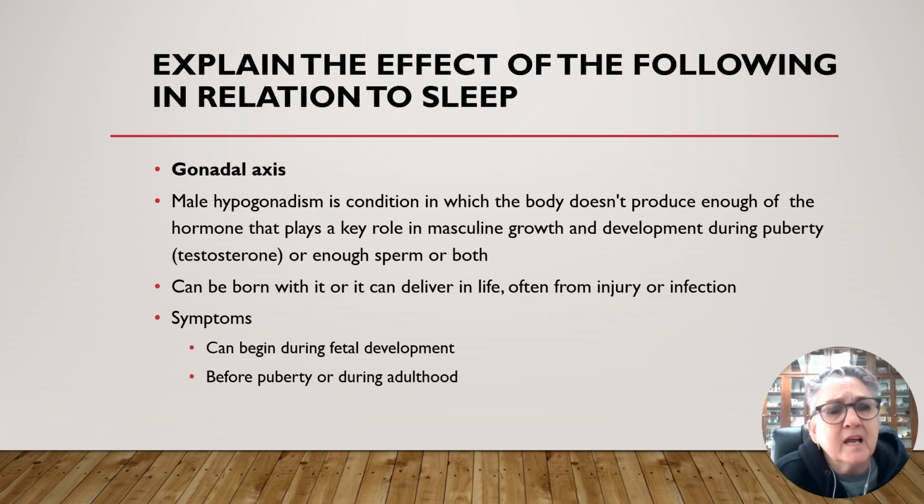The gonadal axis is what we're going to talk about next. In the male, hypogonadism is a condition in which the body doesn't produce enough of the hormone that plays a key role in masculine growth and development during puberty, or enough sperm, or both. One can be born with it, or it can be acquired later in life, often from injury or infection. The symptoms begin during fetal development or before puberty and during adulthood.